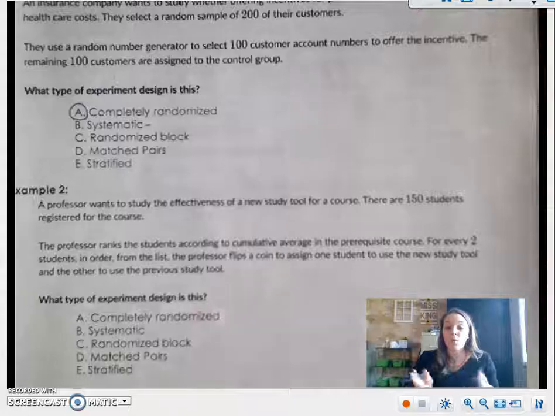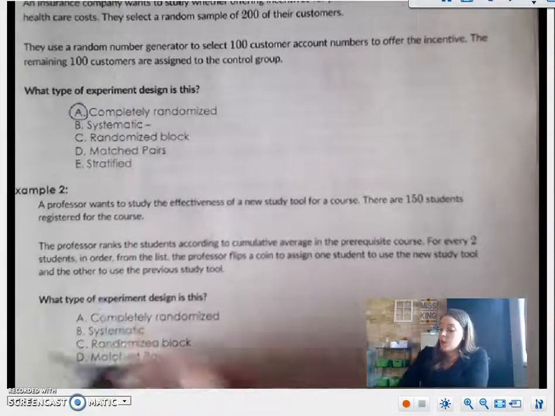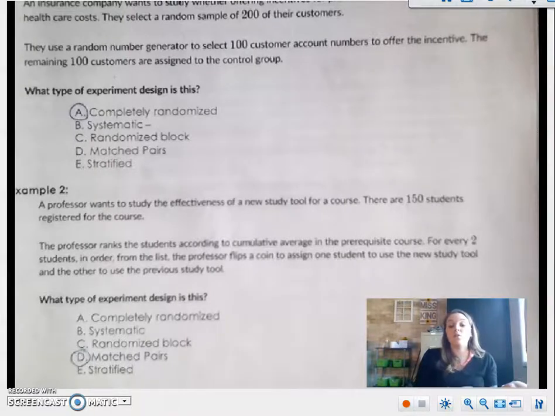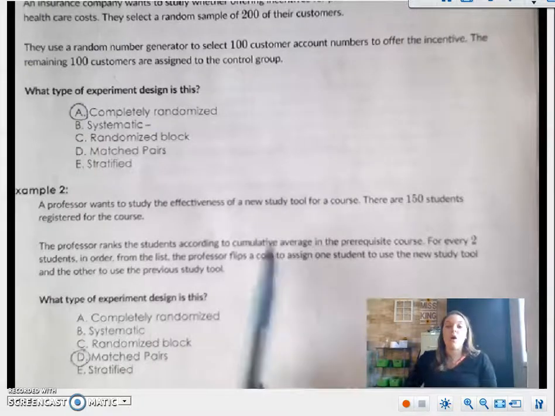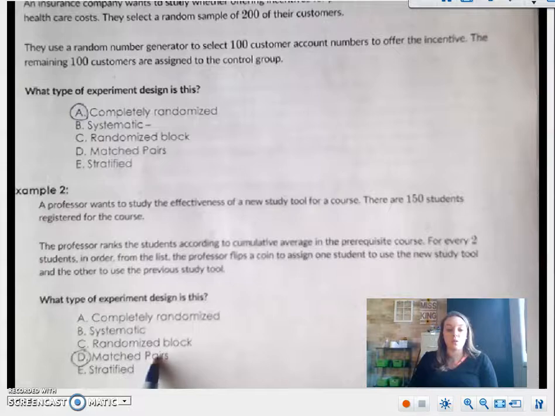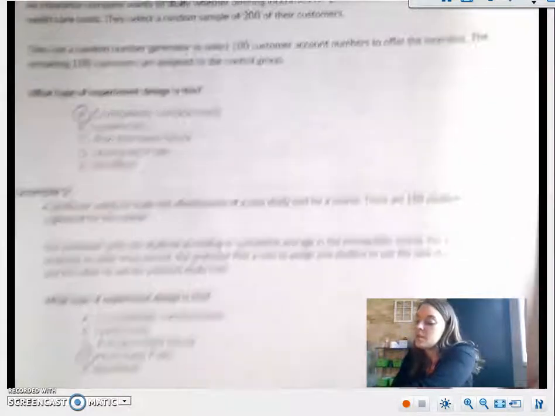So whenever your block size is 2, you have a matched pair design. So our top 2 students, one got the new study tool, the next got the old study tool. Then students 3 and 4, one got the new study tool, one got the old study tool. 5 and 6, same thing, all the way through the 150 students. So whenever you're pairing up students into groups of 2, you have a matched pairs design. All right.